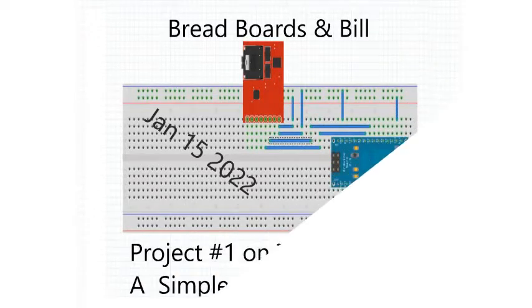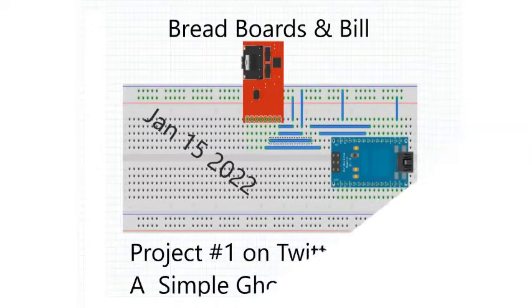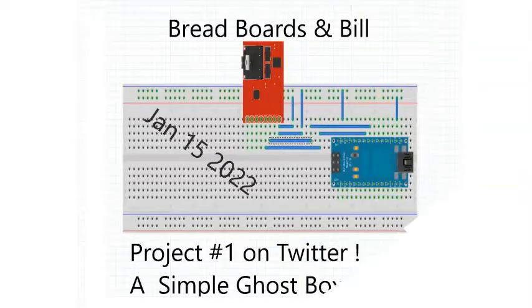Project number 1, a simple ghost box. There are a few items needed to build this project. An Arduino UNO, Arduino radio module, and jumper wires.